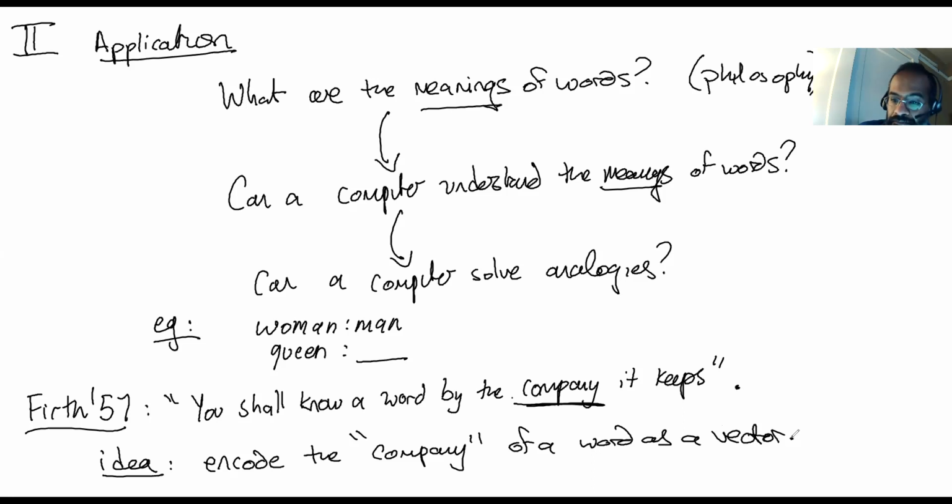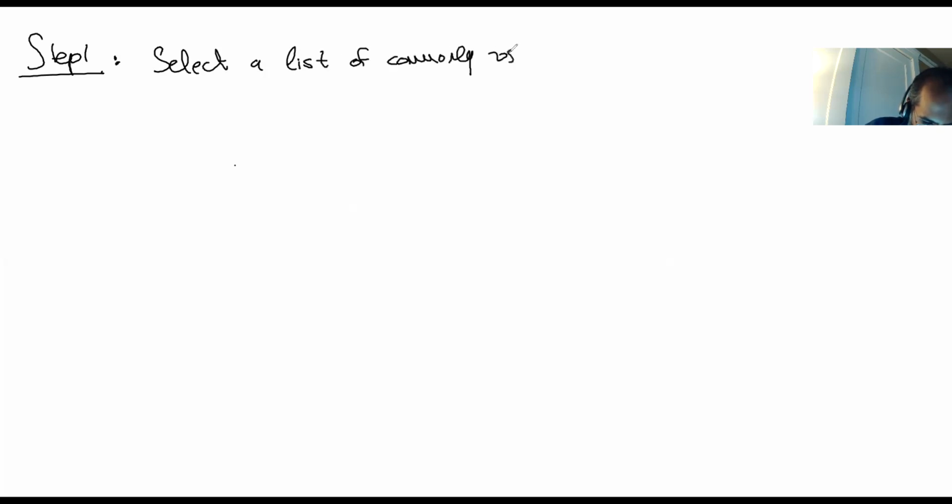So here are the steps in this approach. So step one is to choose a longish list of commonly used English words, the words that you care about, that you think are going to appear in this analogy. So select a list of commonly used English words.